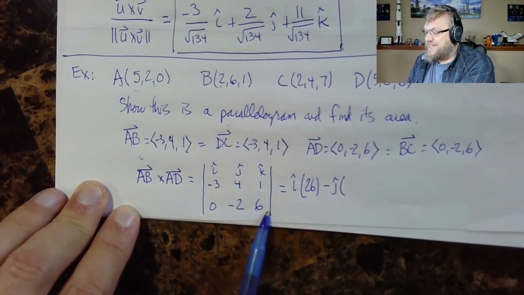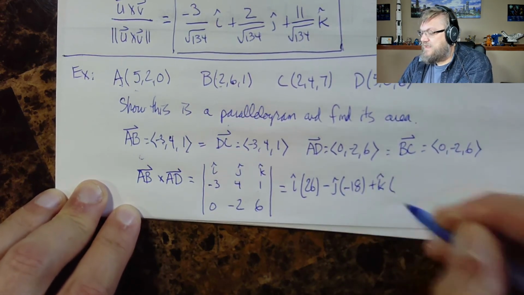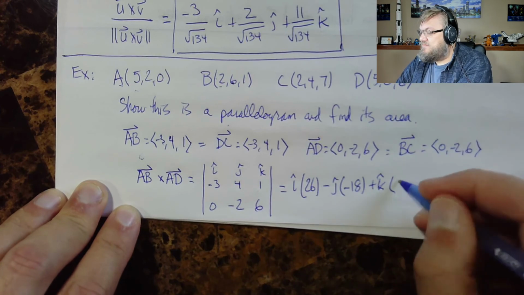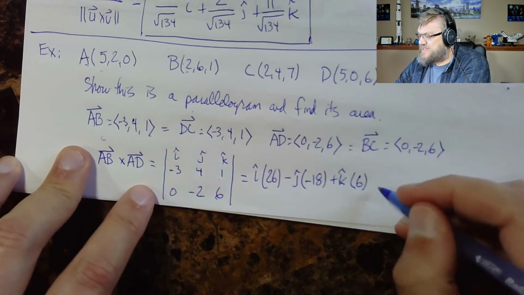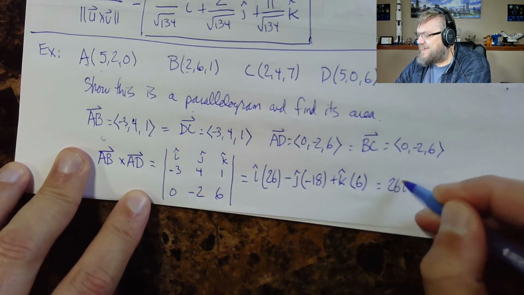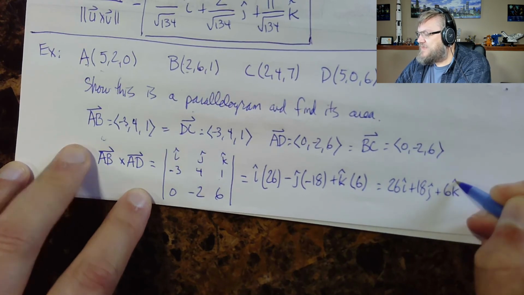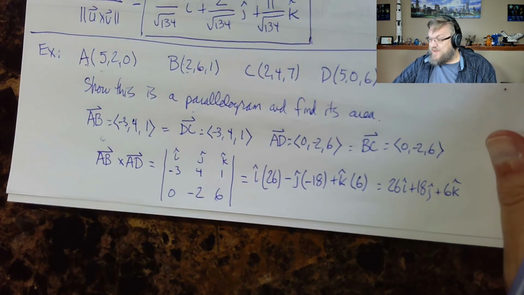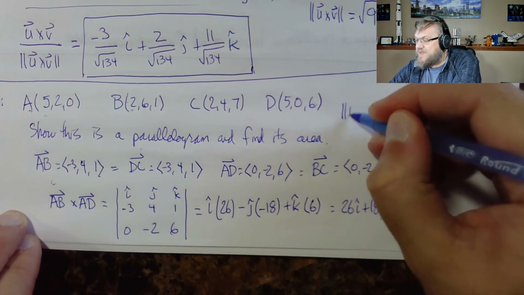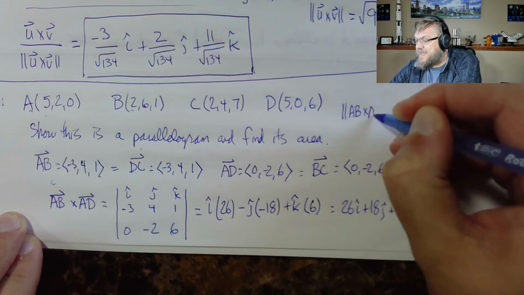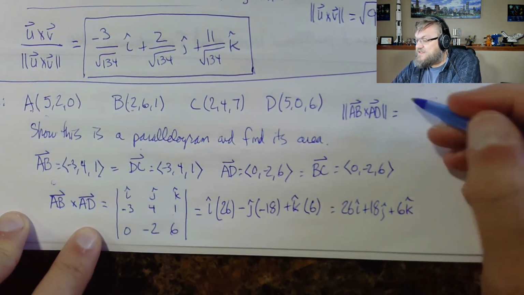Minus J, so negative 18 minus nothing. Plus K. 6 minus 0. So it looks like I end up with a cross product of 26I plus 18J plus 6K. Now all that remains is to find the magnitude of that vector. So the magnitude of AB crossed with AD should equal the magnitude of this.